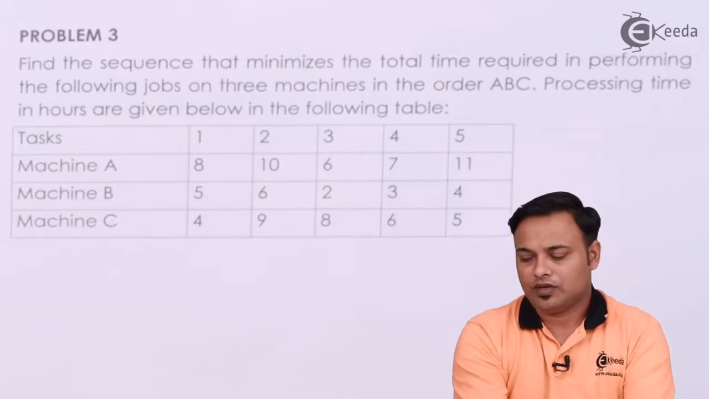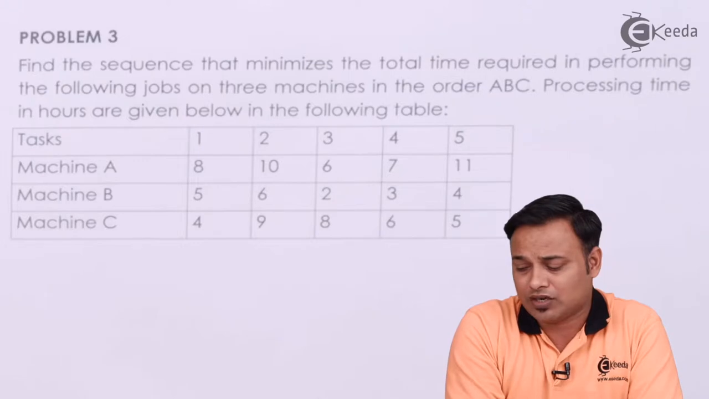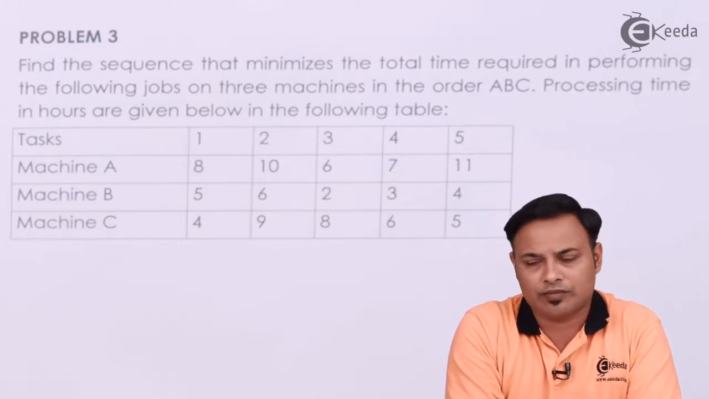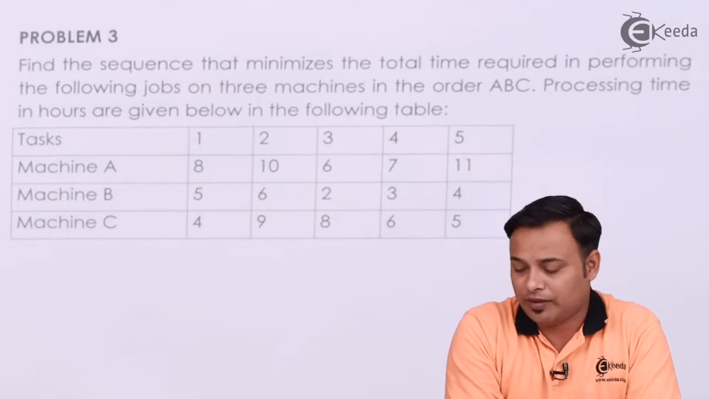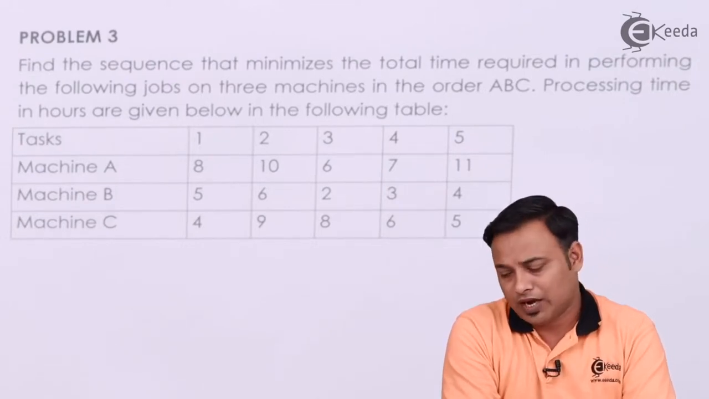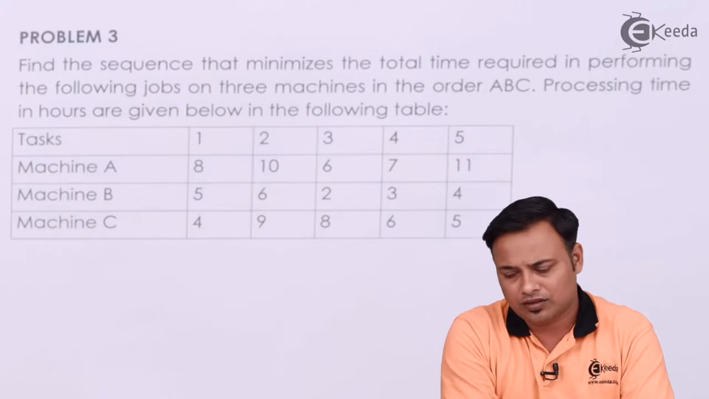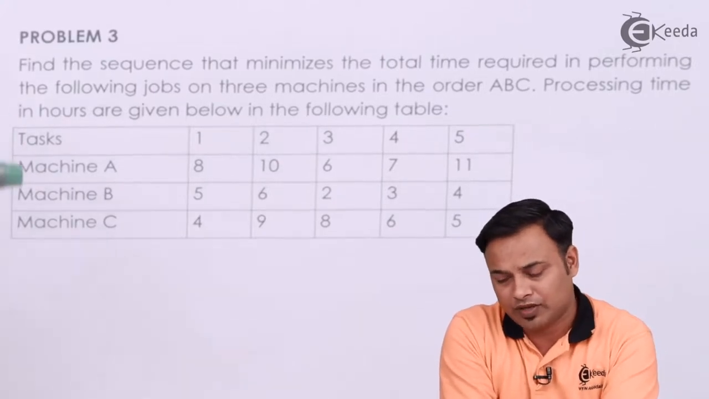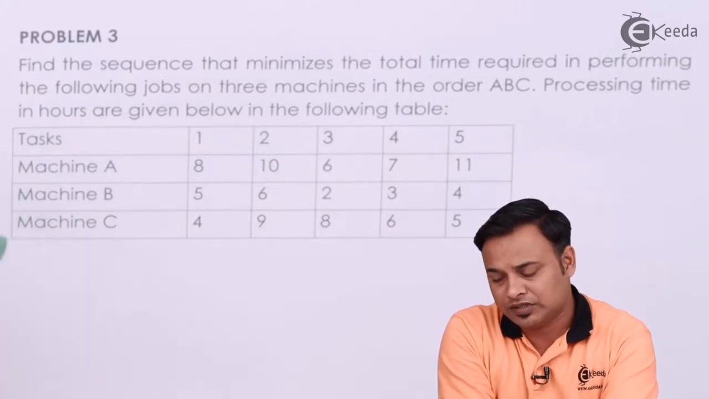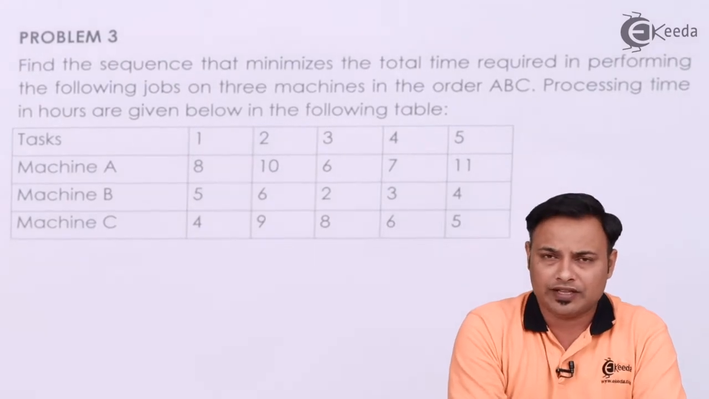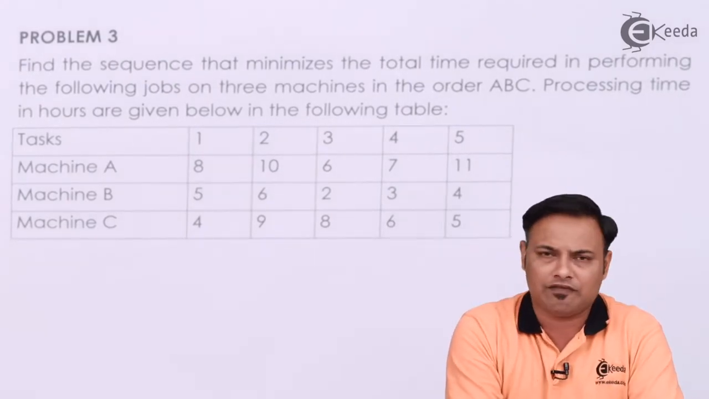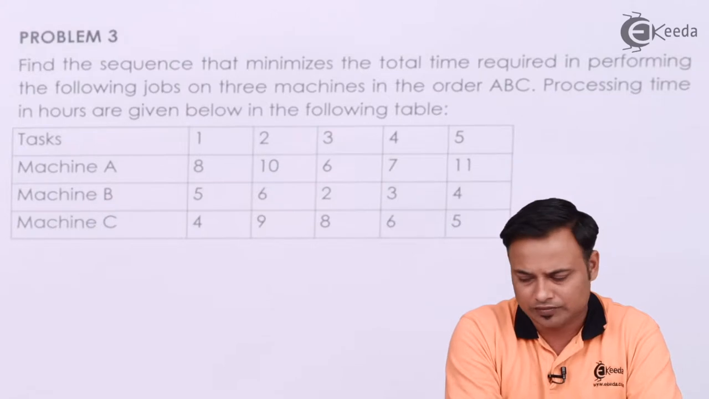Problem 3. Find a sequence that minimizes the total time required in performing the following jobs on three machines in the order A, B and C. So they have to be processed in the same order. Pehla A pe processing hoga, A se B mein jayega, B processing hoga, aur phir C mein processing hoga, aapka final product bahar niklega ya final task complete ho jayega.